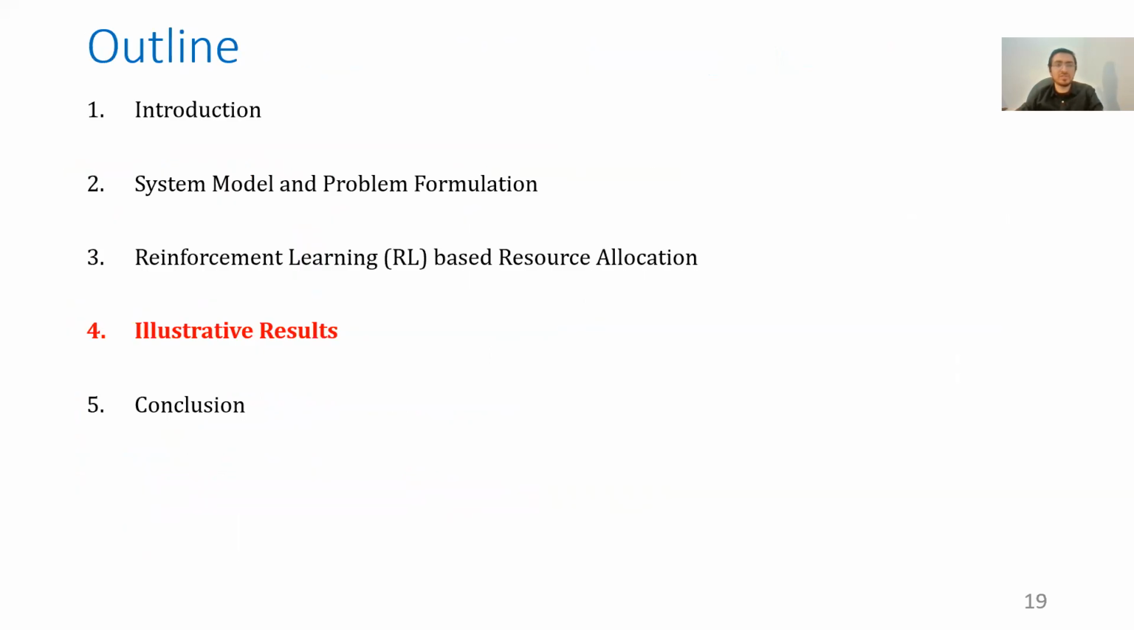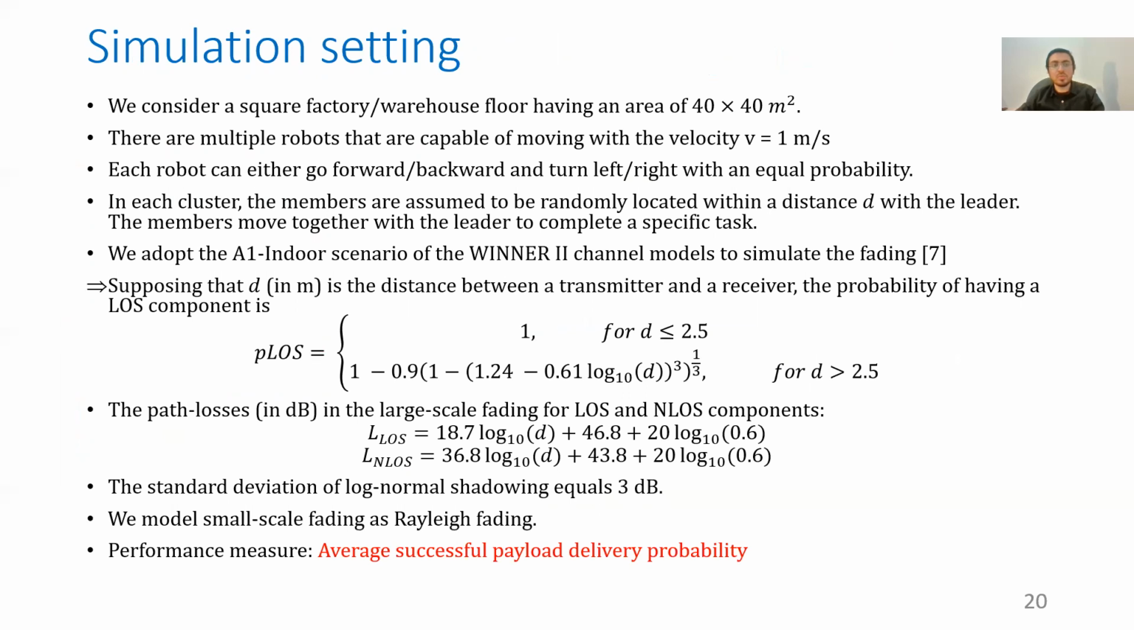So moving on to our illustrative results. For the simulation setting, we consider a square factory floor having an area of 40 by 40 square meters. Within the factory floor, there are multiple robots that move with a velocity of 1 meter per second, and each robot can move up, down, left, or right with equal probability. Also, we assume that the robots form clusters and the cluster moves together to perform a specific task. To model the path loss, we use the A1 indoor scenario of the WINNER channel models, while to model the small-scale fading, we use Rayleigh fading. For performance, we use the average successful payload delivery probability as the measure.